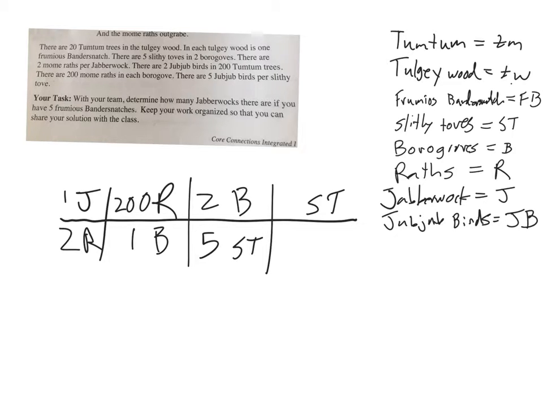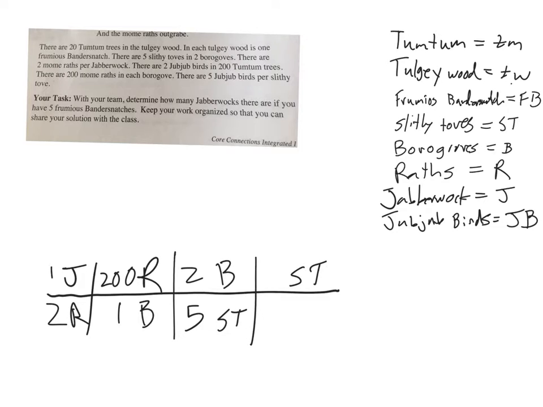I'm running out of space here. Let's bring it down here. What do I know about STs, or Slithy Toves? There are 5 Slithy Toves in 2 Borogroves. What else do I know about Slithy Toves? Where else do they mention them? Here. There are 5 Jub Birds per Slithy Tove. So 1 Slithy Tove equals 5 Jub Birds, which I'm going to call JBs. Now I need to know about JBs. What do I know about Jub Birds? Where else do I see Jub Birds?